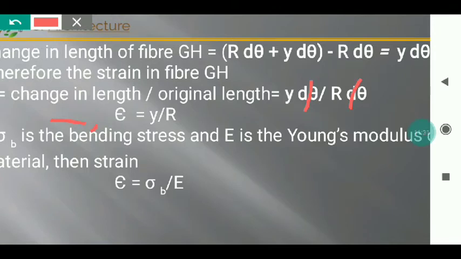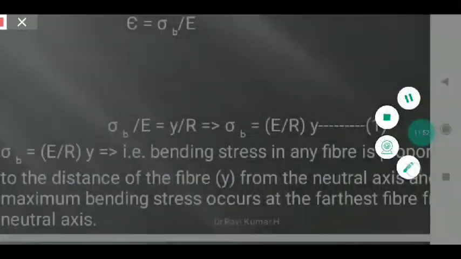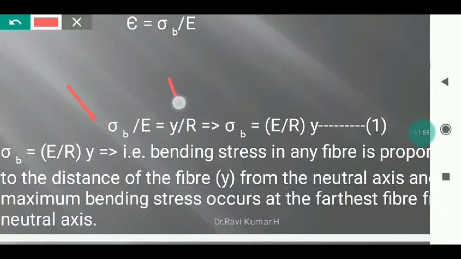Also we know from the first module that Young's modulus is equal to stress by strain, and strain is equal to bending stress divided by Young's modulus. It's been written here. So hence with that we get the equation: bending stress by Young's modulus is equal to Y by R. So hence, if I take the E to the other side, the bending stress is equal to E by R into Y. This is the first equation, the relationship that I get.